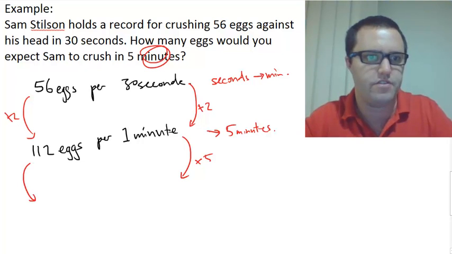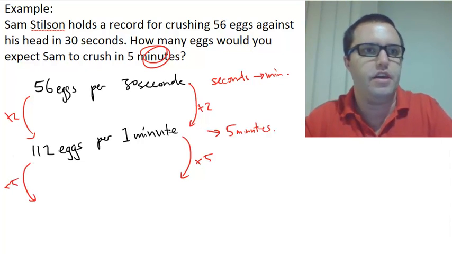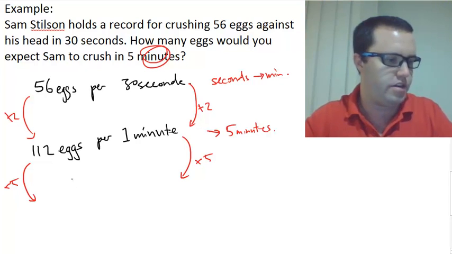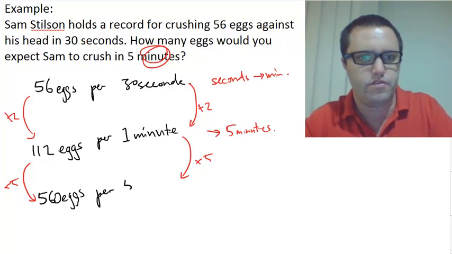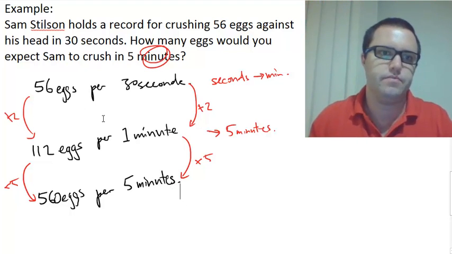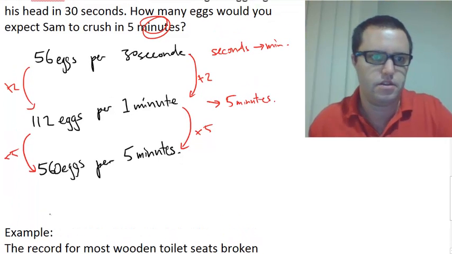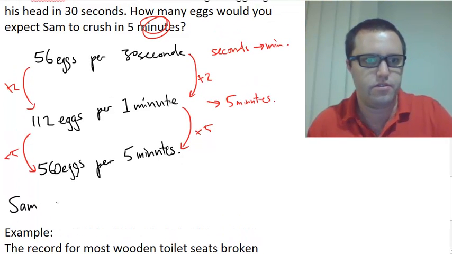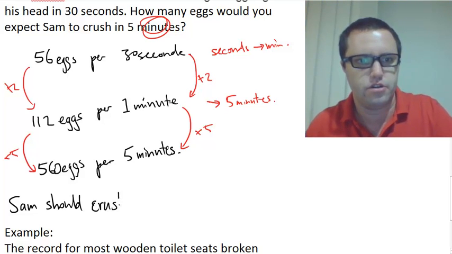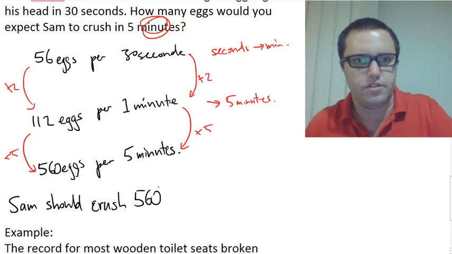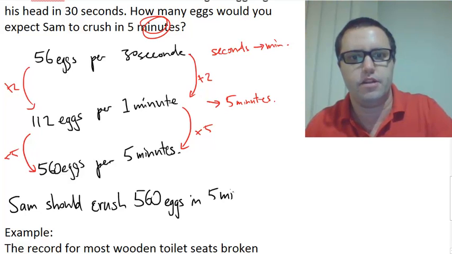So that means we have to multiply this side of the rate by 5. And we end up with 560 eggs per 5 minutes. Okay, so you might want to answer this at the end with: Sam should crush 560 eggs in 5 minutes.